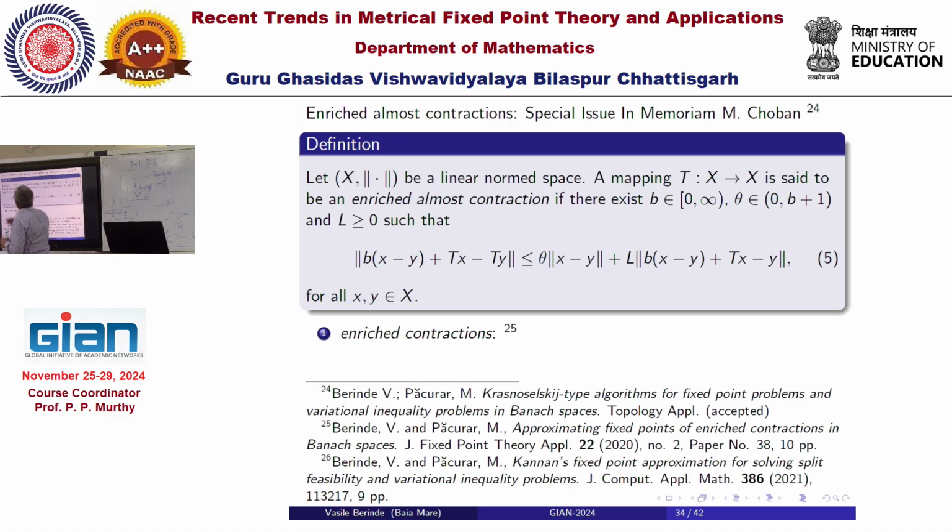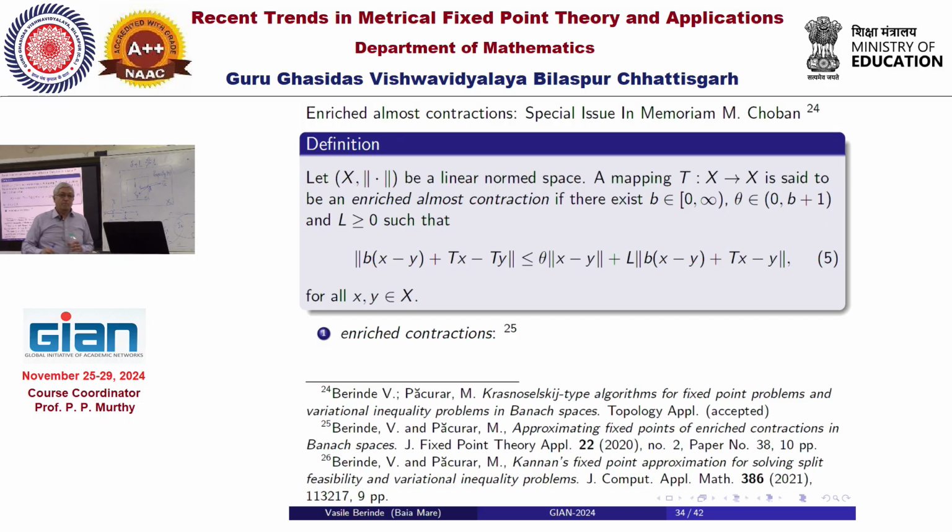I introduced the notion of enriched non-expansive mapping, but here I speak about enriched almost contraction. And what is this? We have a linear normed space. A mapping is an enriched almost contraction if we can find a non-negative constant b, a theta in this interval depending on b, and a non-negative constant L, such that we have this inequality for all x and y.